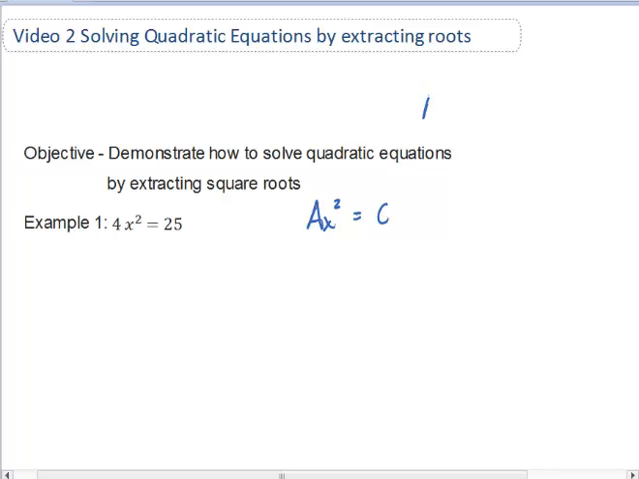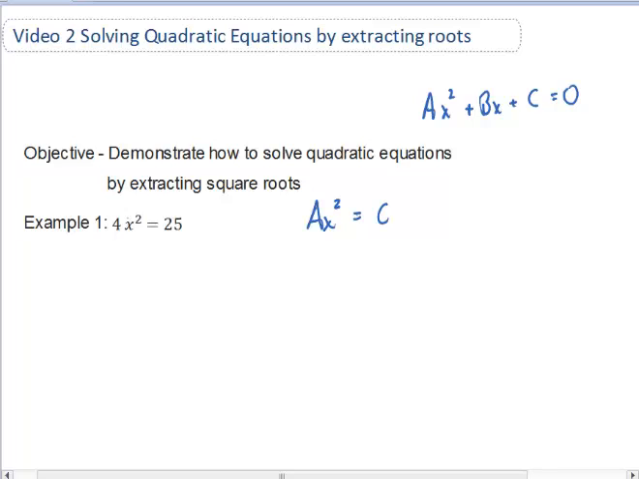Normally, in a fully developed trinomial, we would have ax squared plus bx plus c, and this is where we would factor or use quadratic formula or use graphing. But sometimes if we just have given the two terms, we can go right to extracting the roots. So we're going to try with example 1.